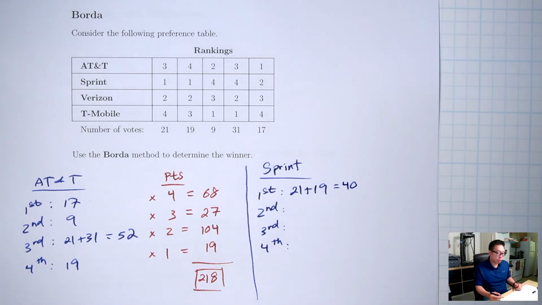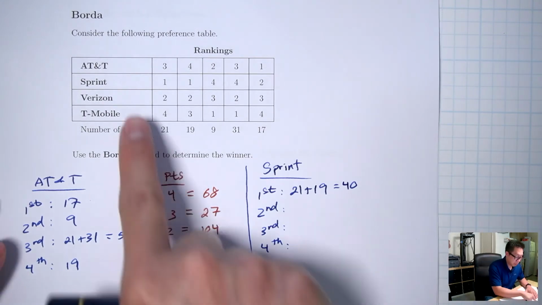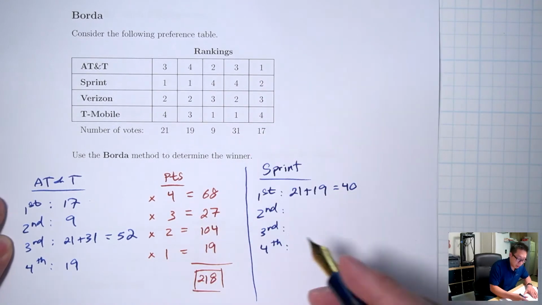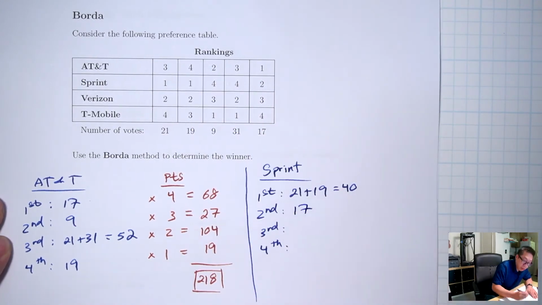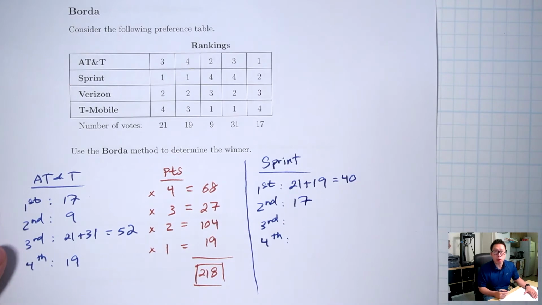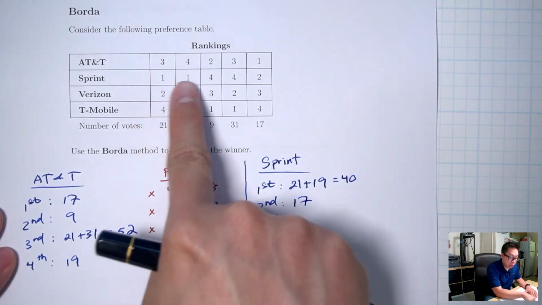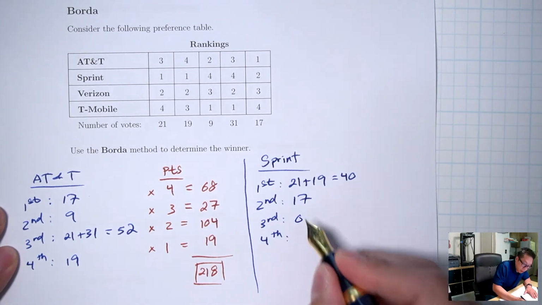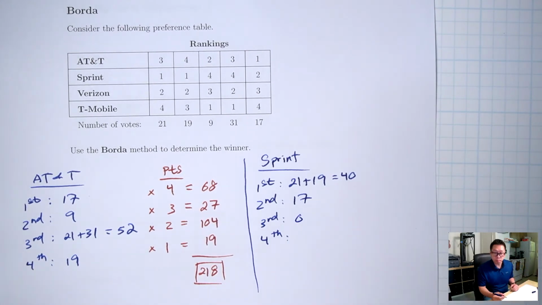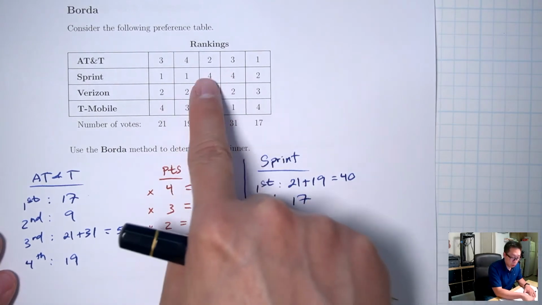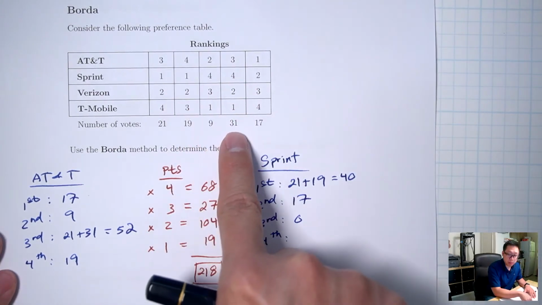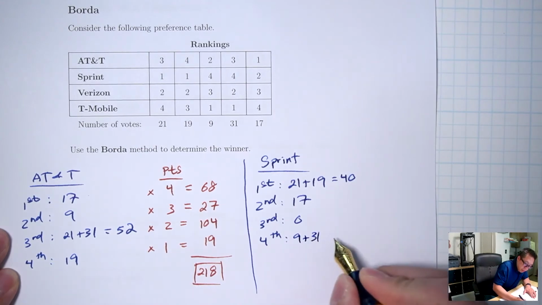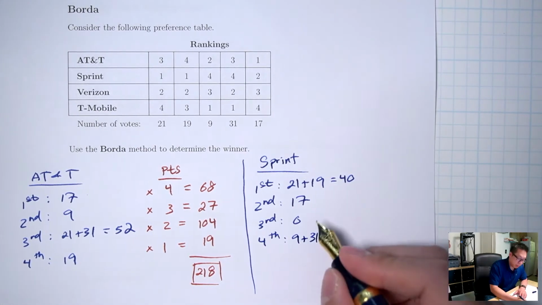How many people voted Sprint second place? Look for the twos. I see it right there. So these 17 people. How many people voted Sprint third place? I don't see any threes, so that means that nobody voted Sprint third place. That's 0. And how many people voted Sprint fourth place? I see these two fours, so this 9 together with this 31. So 9 plus 31. Okay, pretty sure that's 40.